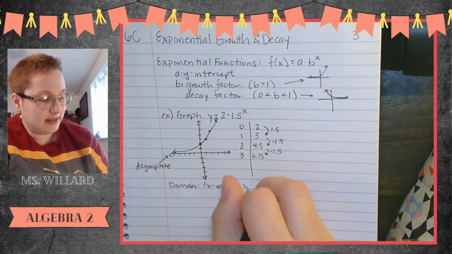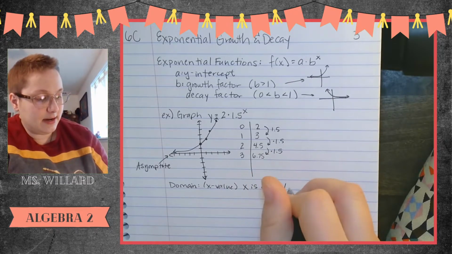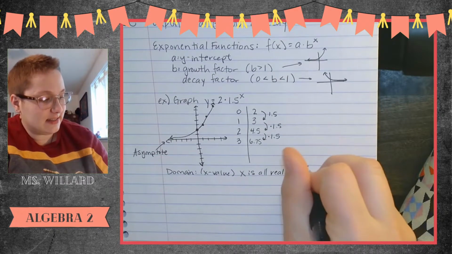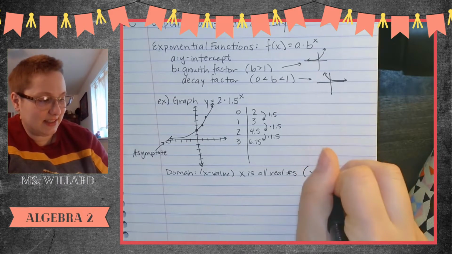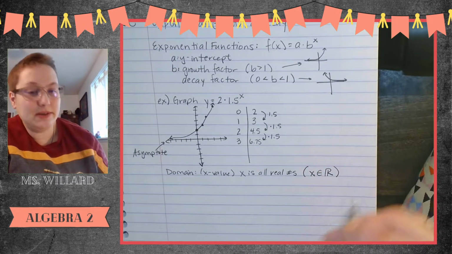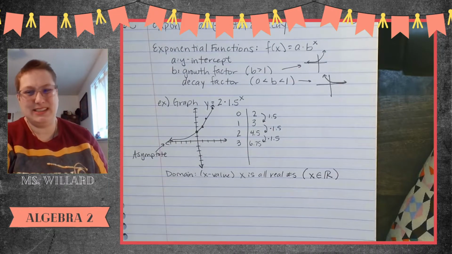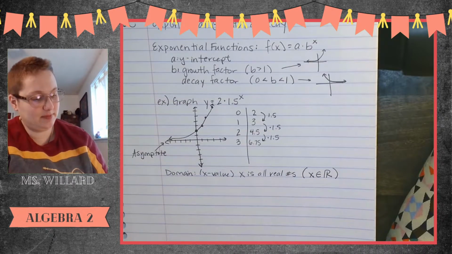So what we say is that x is all real numbers, or the shortcut version of that is that x is an element of the real number system. We've done this before. I just wanted to remind you, or if you were in a different class, maybe you don't remember, you didn't learn this or something. But x is all real numbers is what that says.